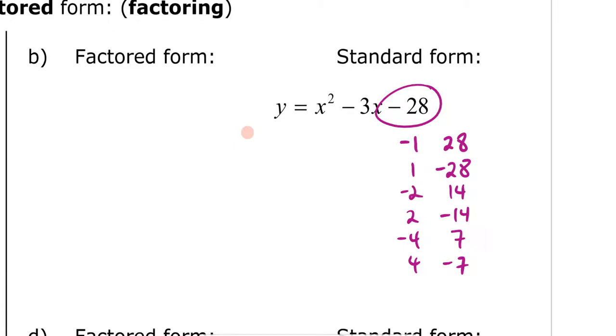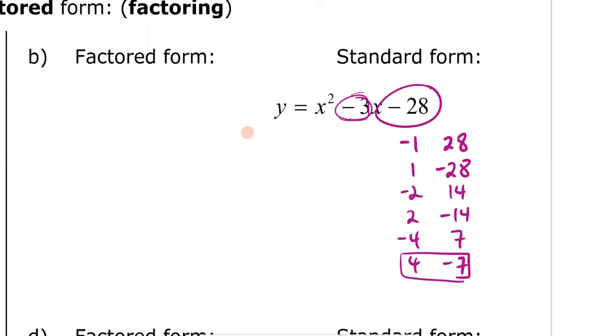And then you check which pairs of numbers will add up to give you the B term, the number B, negative 3. And so it turns out if I add 4 and negative 7, I will get negative 3. No other combination does this. Negative 4 and positive 7 give you positive 3, but I want negative 3 because of the minus sign.